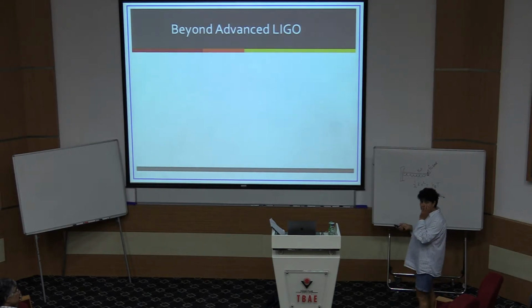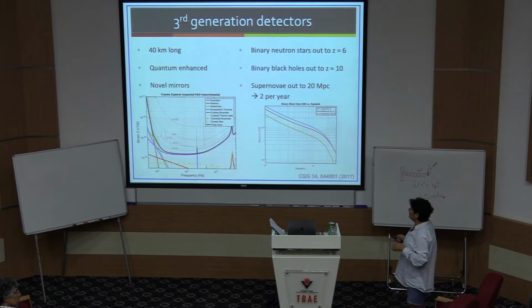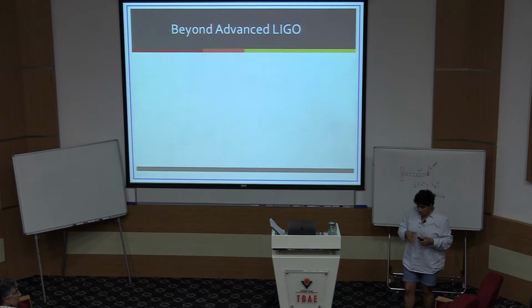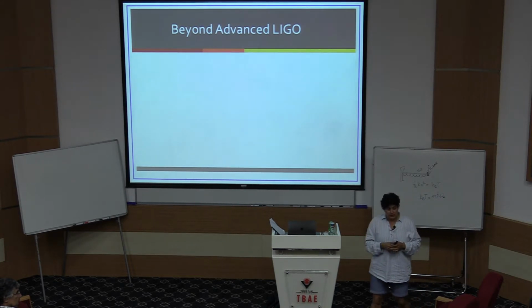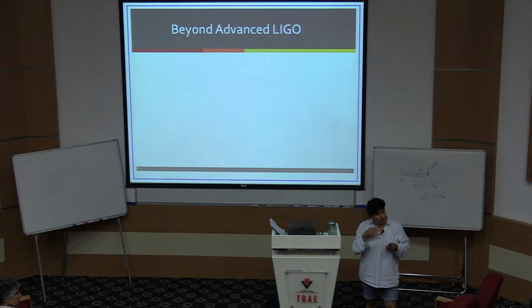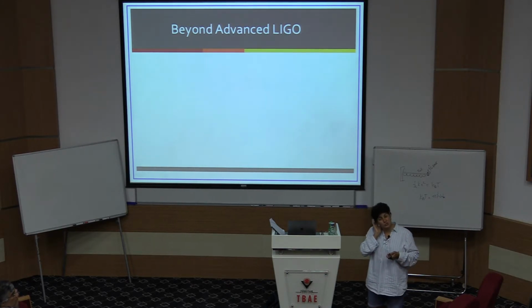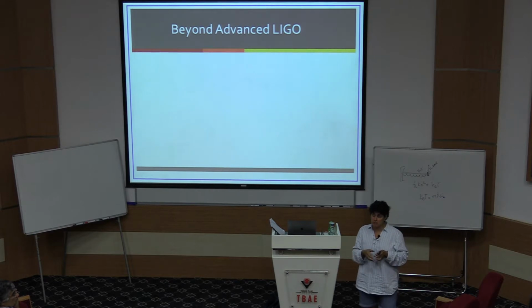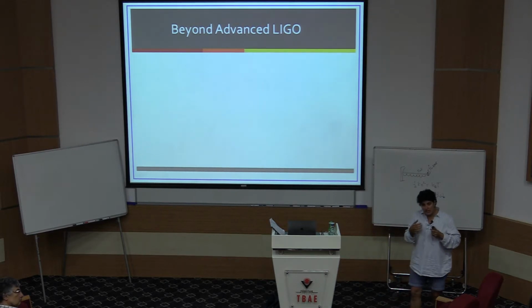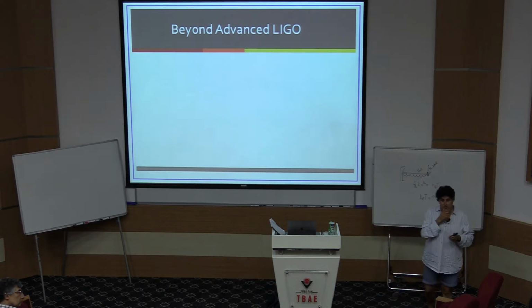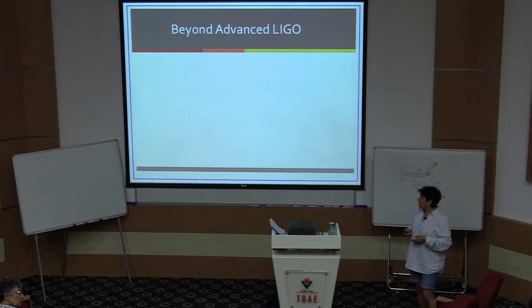So now, let me just talk a little bit about going beyond advanced LIGO. I think we're in the middle of observing run three. Probably in another year and a half to 2 years, we'll start observing run four, more than two years from now, because observing run three goes till March of next year. The community is already thinking about the question of how can you do better? And what does it mean?